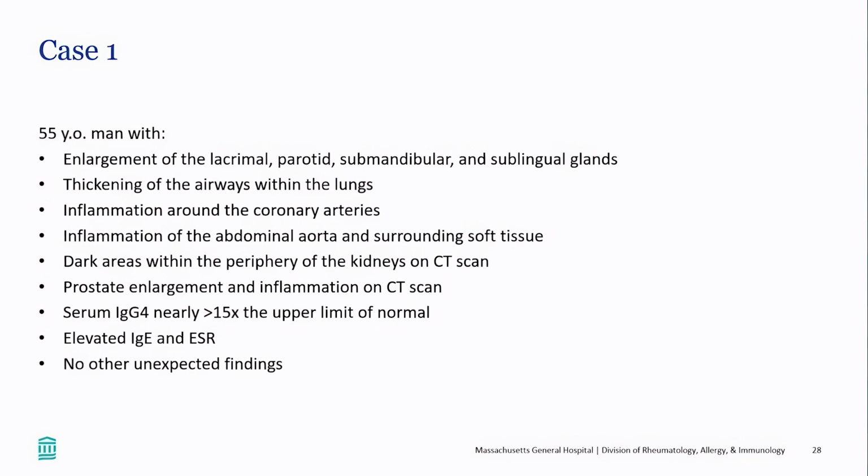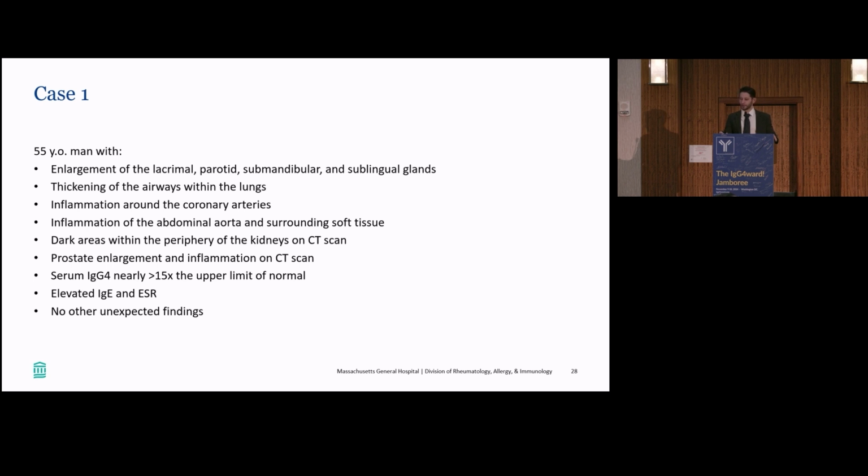So let's actually apply that to a few cases. Here's the first case, and these are all inspired by cases that I've seen with slight tweaks. So this is a 55-year-old man who has enlargement of the lacrimal, parotid, submandibular, and sublingual glands, thickening of the airways within the lungs, it's called bronchial wall thickening, inflammation around the coronary arteries, the arteries that feed blood to the heart, inflammation around the abdominal aorta and surrounding soft tissues, retroperitoneal fibrosis, dark areas within the periphery of the kidneys on CT scan, which is something that we know is associated with inflammation of the kidneys and IgG4-related disease.